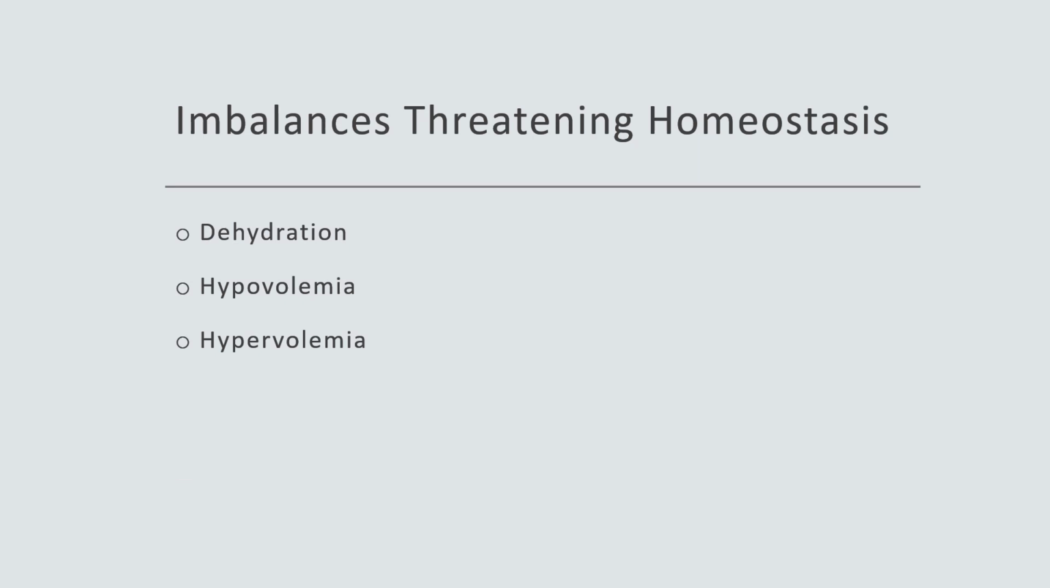3 distinct imbalances threaten the body's homeostasis: dehydration, hypovolemia, and hypervolemia. Dehydration is due to a loss of water or lack of water intake without a loss of sodium. Water depletion will cause altered electrolyte water imbalance and hypernatremia and an increased osmolality. Body water shifts from inside of the cell to the extracellular space. This results in cell shrinkage.